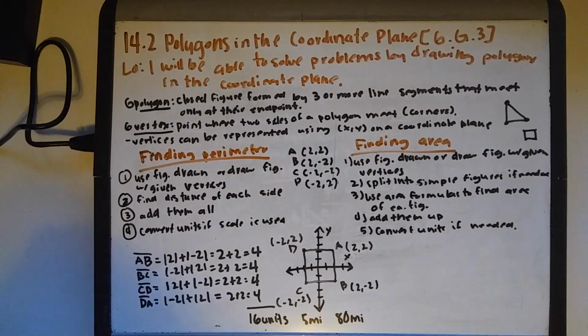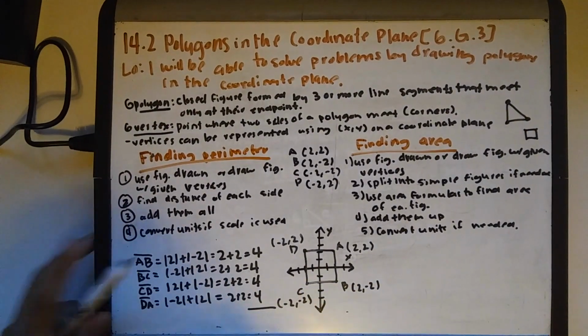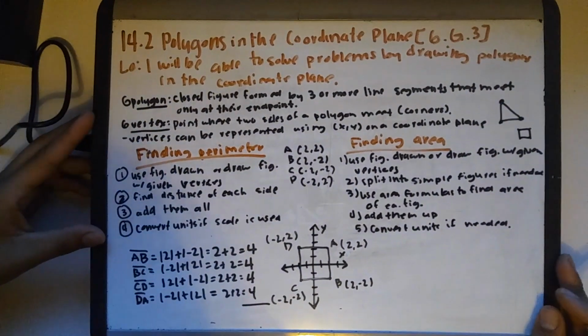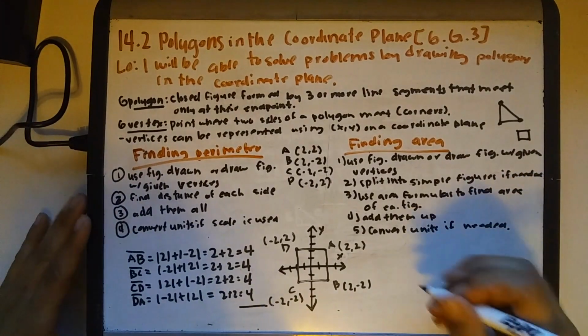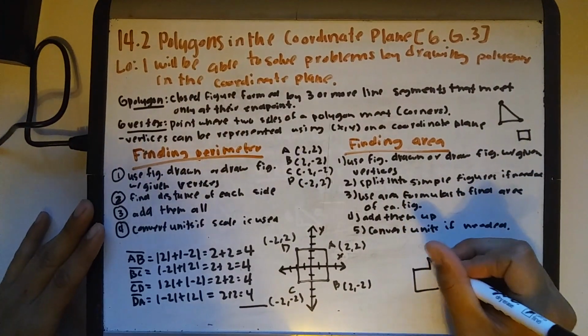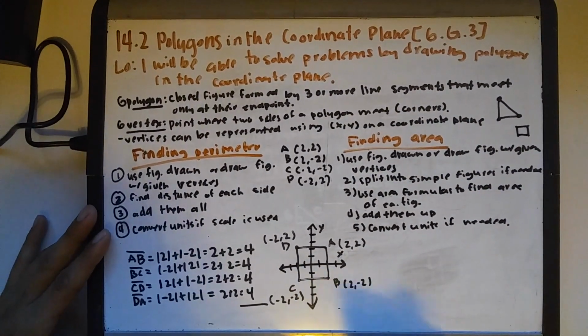Okay, let me go ahead and do this one, and I'll give you one to do. So I already drew the figure. I'm gonna split into simple shapes. This one I don't need to. That would be in the case if you get something like this and you have to split it into like two rectangles, right? But I'm not gonna do that because I only have a simple shape here.